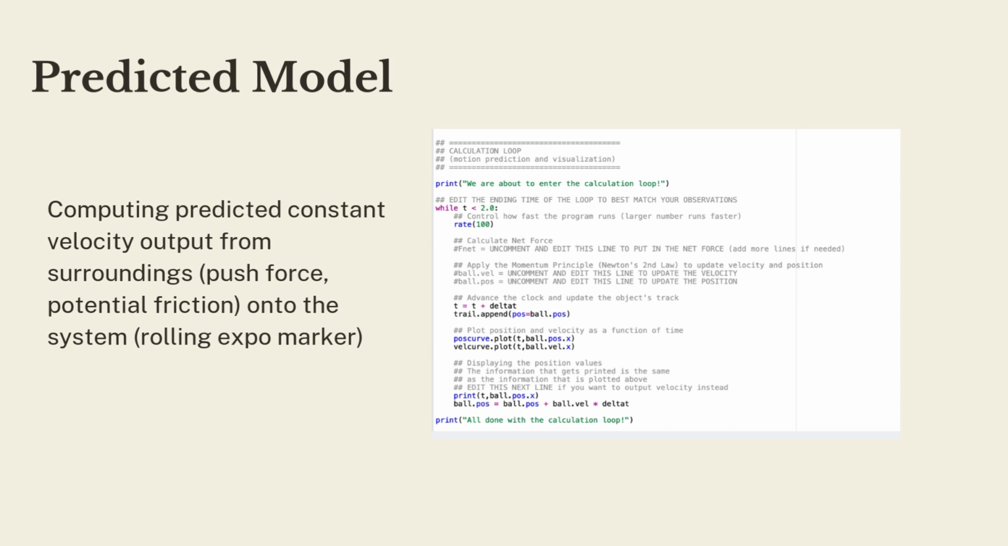So just a continuation of the predicted model. Here's the rest of the code. Computing predicted constant velocity output from the surroundings, which could be the push force and potential friction, onto the system, which is the rolling expo marker.